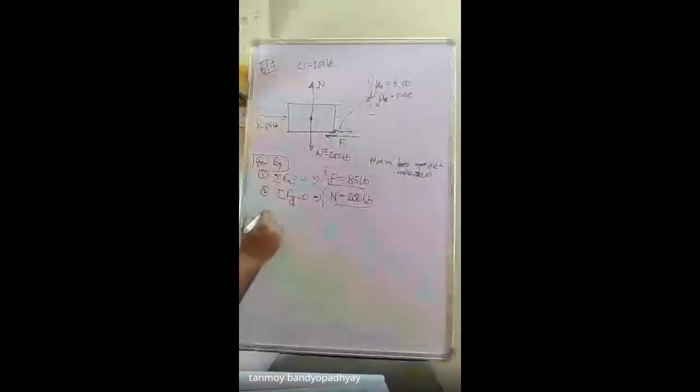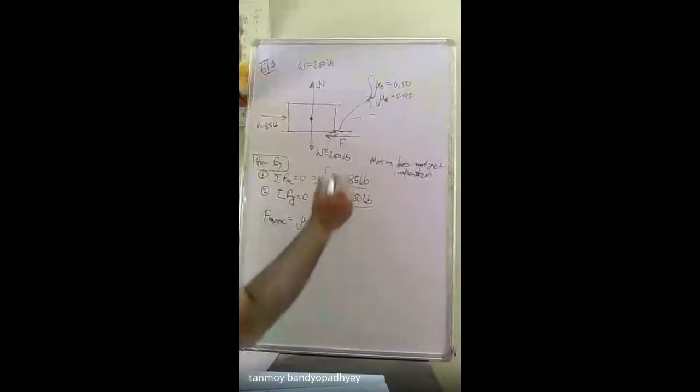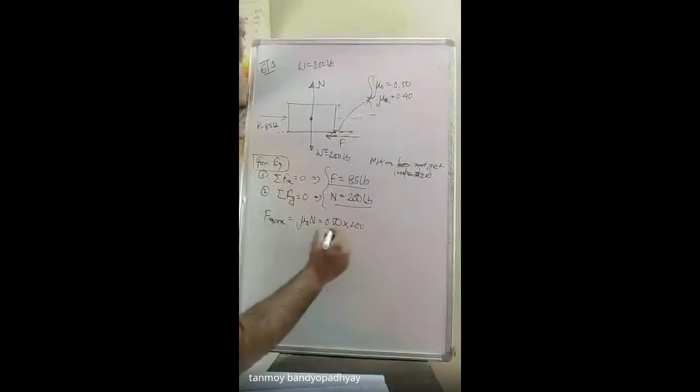Now, what will be F max? F max will be equal to mu s into the normal reaction. So what is mu s? Mu s is 0.50, into the normal reaction, which is 200. So the value is 100 pounds.